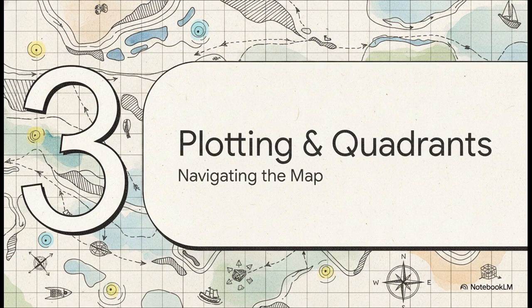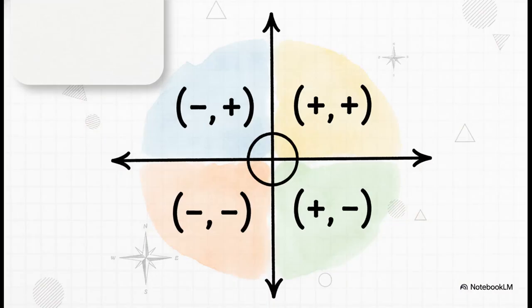Which brings us to section 3. Plotting points and quadrants, navigating the map. As you can see, these two intersecting axes cleanly divide our flat canvas into 4 distinct sections, and we call these quadrants. Starting from the top right and moving counterclockwise, we've got the first, second, third, and fourth quadrants.